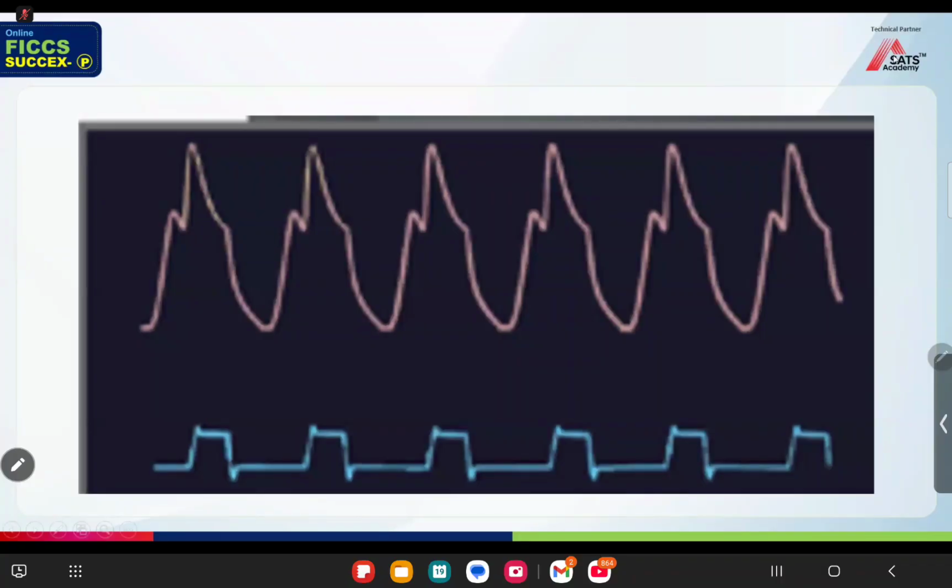So this one you identified rightly, and the issue is also mentioned. It is IBP tracing with early inflation. You can see it's not inflating appropriately at the dicrotic notch. It is inflating early, and you should know the consequences also of the early inflation, right?